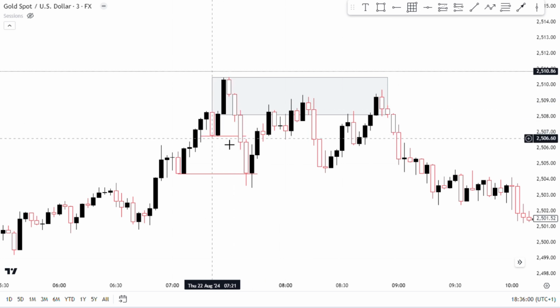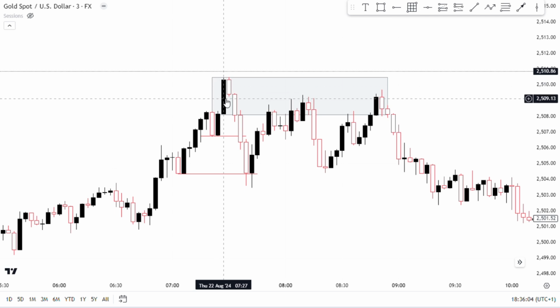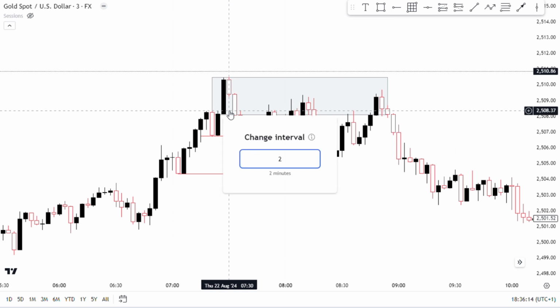Price ended up breaking this particular low and also this particular low right here, making this order block a real order block, that price is going to tap into and then start going in the bearish direction. So we are able to see this on 3 minutes. Let's check on 2 minutes time frame.